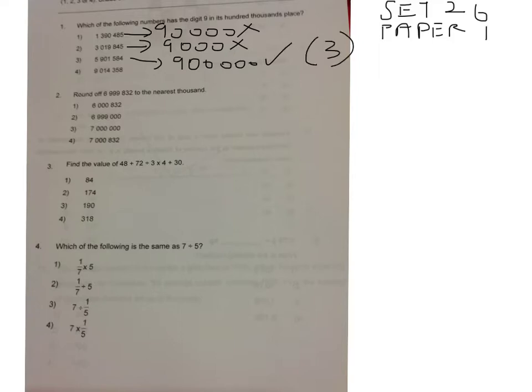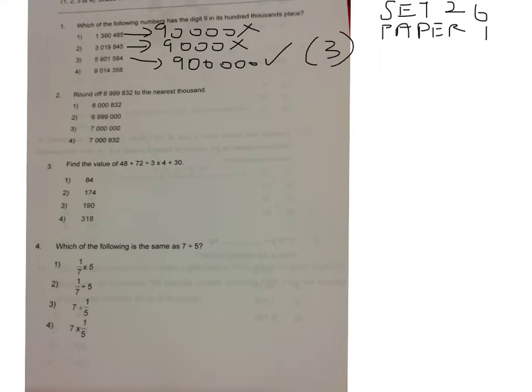Okay, we shall start with question 1 of our MCQ. Which of the following numbers has digit 9 in its 100,000s place? Okay, so the first one, our digit 9 is actually 90,000, so that's not the answer that we want. Our option 2 is actually 9,000, that's not the answer we want. Our option 3 is 900,000. Okay, that's the answer that we want. So question 1 answer is 3.